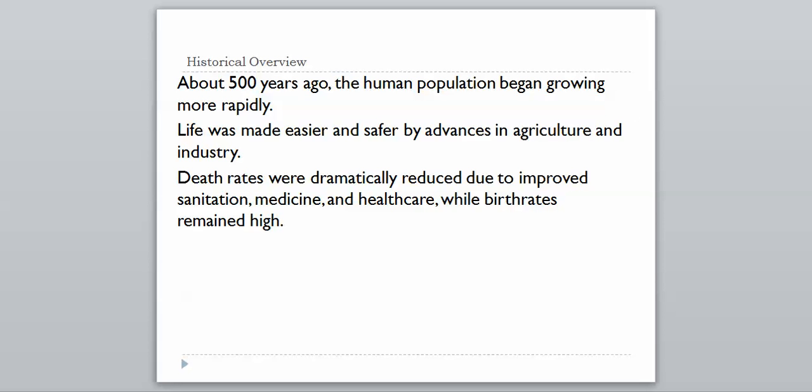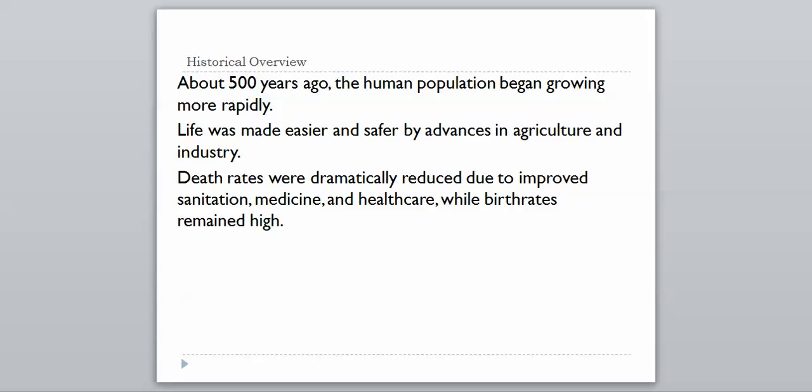However, around 500 years ago, the human population began growing much more rapidly, and this was caused by the fact that life was made easier and safer by advances in agriculture and advances in industry. Death rates were dramatically reduced due to improved sanitation, medicine, and healthcare, while birth rates remained high. Those were difficult things to deal with 500 years ago, and even around the 1900s or so. It's gotten much better since then.